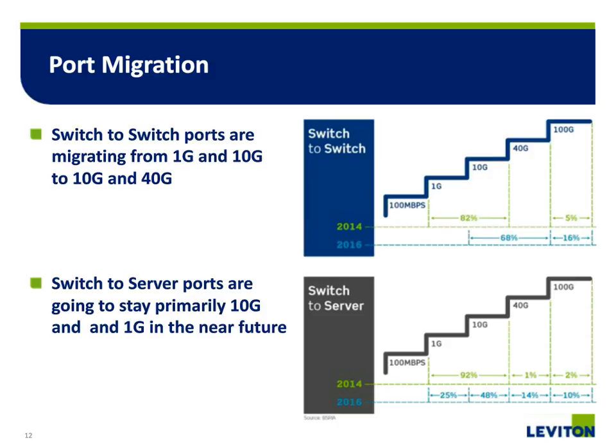Now, switch to server ports are going to stay primarily 10G and 1G in the near future, but as you can see, we're starting to see a trickle-down effect where some people are going to start to adopt the 40G switch to server ports. And a lot of that is just going to depend on who the end user is, the application, what type of data and size of data they're trying to transmit.